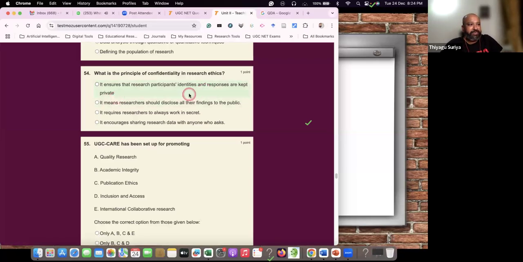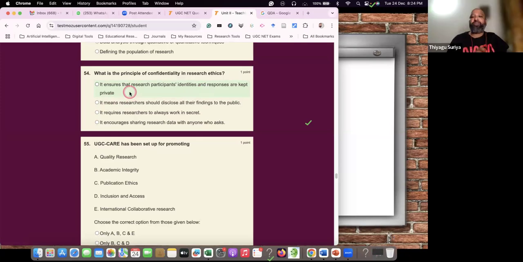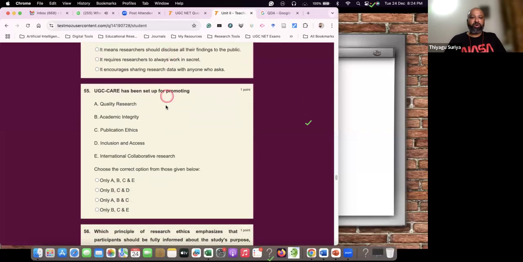Right? Therefore, what is the correct answer in this case? Number one: to ensure the research participants' identity, because that is the confidence we need to give. For example, you are doing medical research. Some people come for counseling. We cannot reveal what the problem is for them, right? We cannot reveal anyone. So that is what we need to consider for confidentiality.